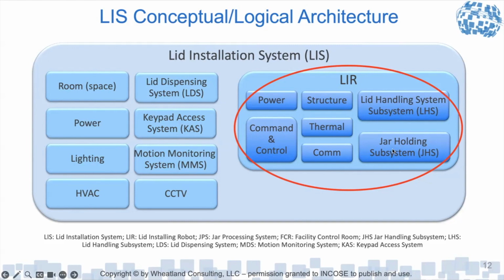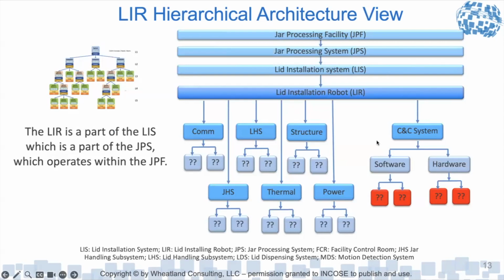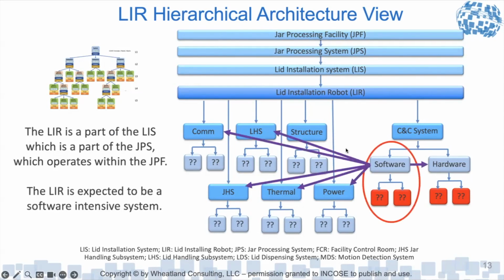Looking at it in a more hierarchical view, you see that the jar processing facility would have requirements allocated down to the jar processing system, which allocated to the lid installation system, which allocated to the lid installation robot. And then those installation robot system level requirements will be sub-allocated to each of the parts of its architecture. It's anticipated that the robot will be a very software intensive system, and so that'll be something to be considered when the lower level subsystems have requirements defined for those.